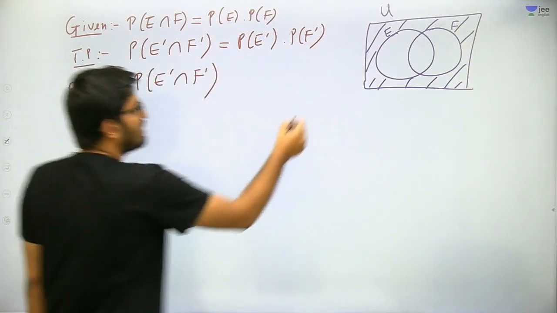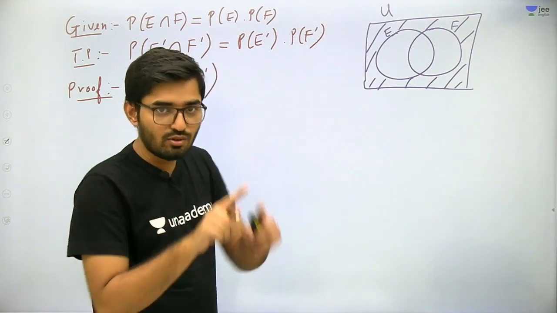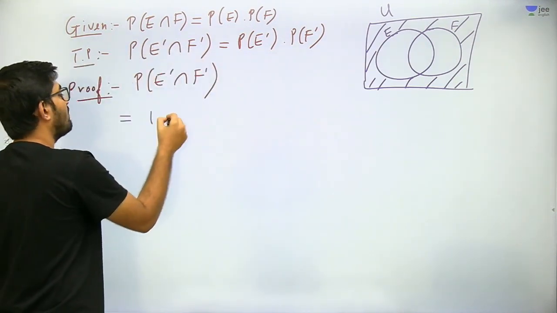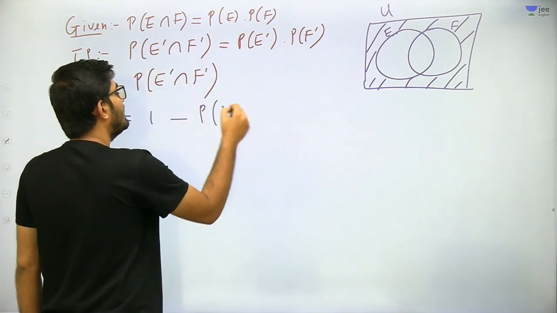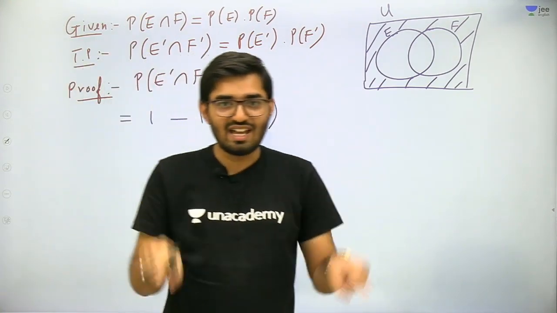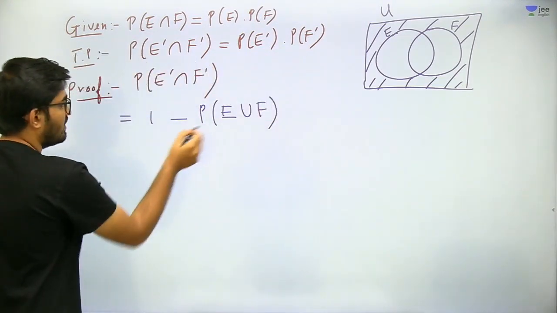So this is nothing but the universal set minus the union. What is the probability of the universal set? That is 1 only. The whole rectangle, that is 1. So you can simply write it as 1 minus P of E union F. Probability of the entire rectangle, the universal set, is 1. Understood?